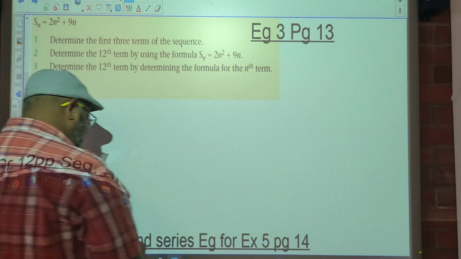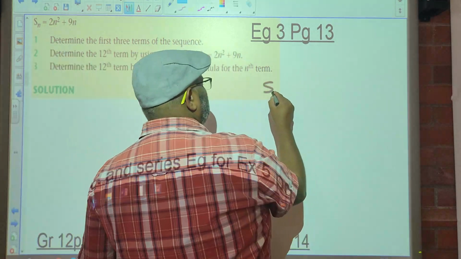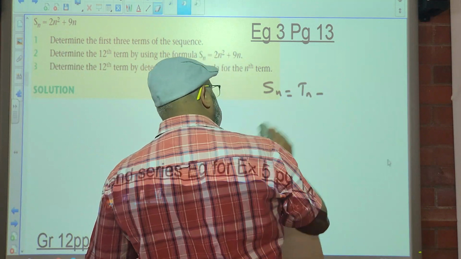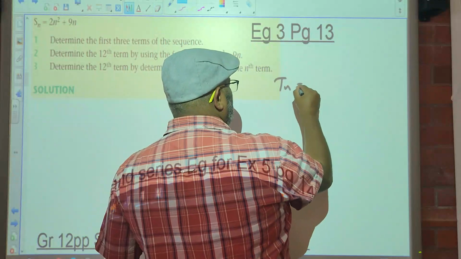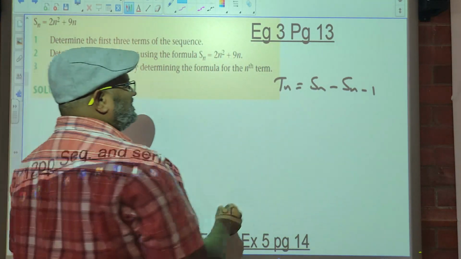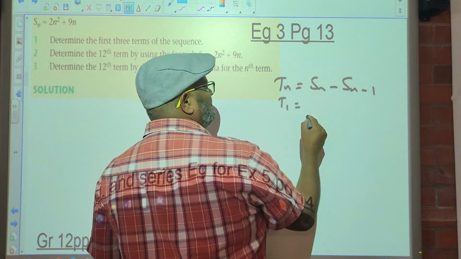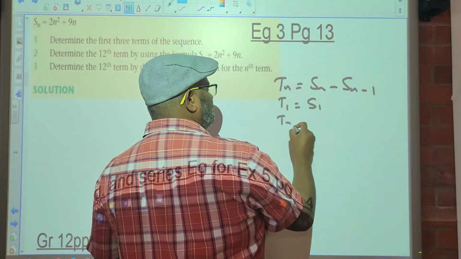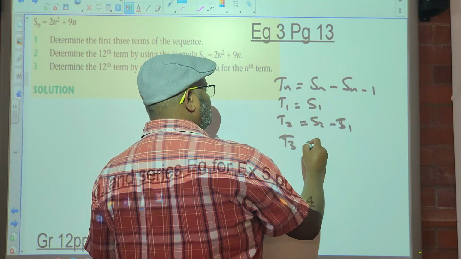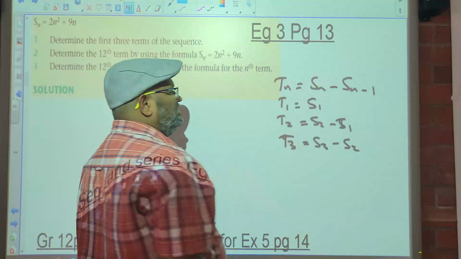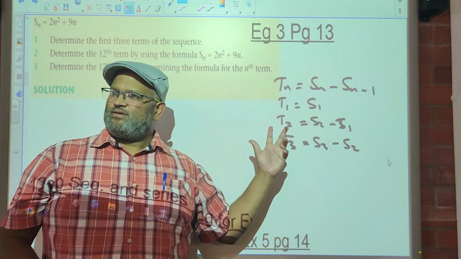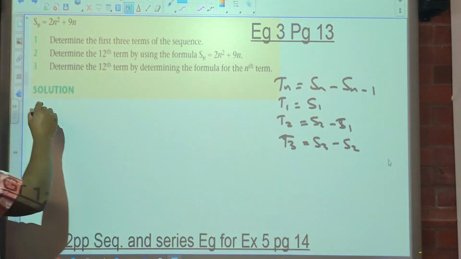So we said earlier on that Tn, the nth term, is equal to Sn minus Sn minus 1. Remember we said that, no? So they wanted the first three terms. The term 1, how are you going to work that out? S1. T2, S2 minus S1. T3, S3 minus S2. So in other words, I need to work out the value of S1, S2 and S3. Not so? So let's go.